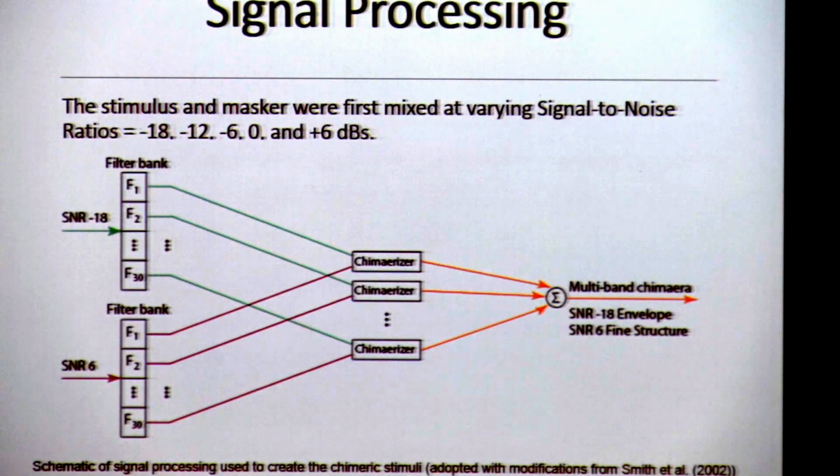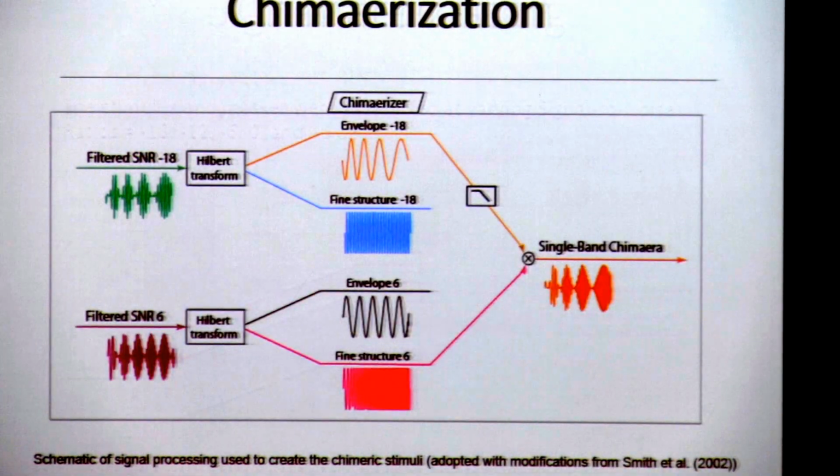Once we combined our stimulus and masker, we then had to separate this signal into 30 continuous frequency bands. This resembles the way the cochlea, or the human hearing organ, processes sound, as well as how the cochlear implant processes sound. Each band then went through a chimerizer, which is a very fun word to say and also sounds like some sort of futuristic device. But this next slide goes a little more in depth about our chimerization.